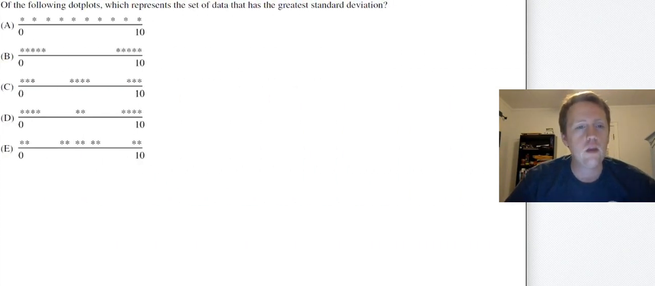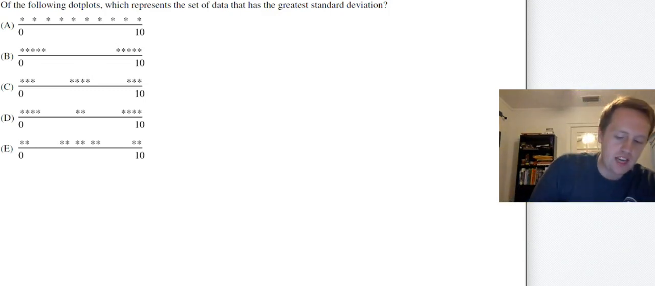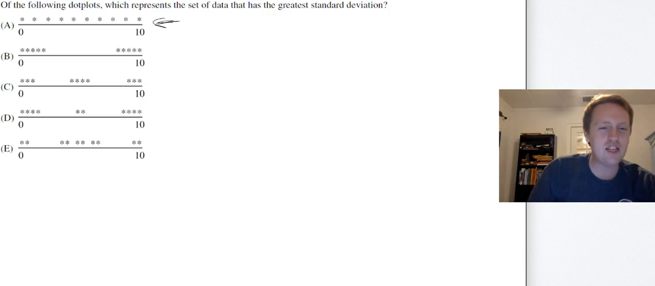All right. Of the following dot plots, which represents the set of data that has the greatest standard deviation? So greatest standard deviation, I'm trying to think which one is the most spread out, which has most of its observations far from the center. Well, this one's pretty evenly spread out, right? This one right here. It's pretty evenly distributed. So it's probably not it.